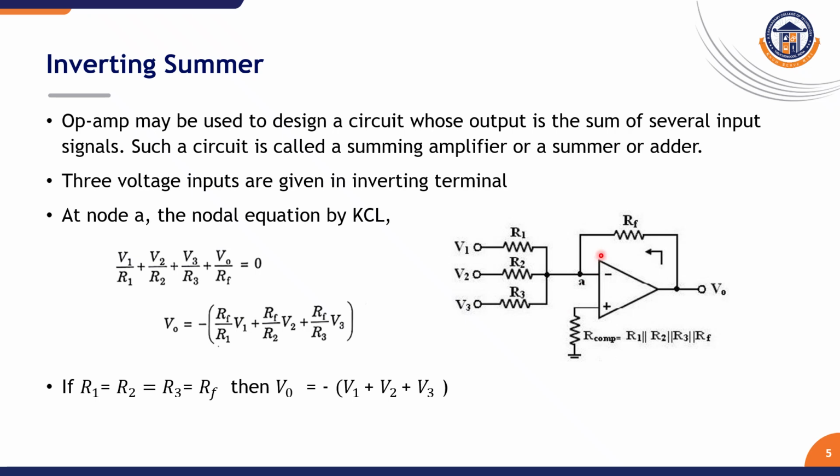If you choose the resistance values R1, R2, R3 and RF all to be the same value, then the output V0 is equal to minus (V1 plus V2 plus V3). This minus indicates it is an inverting summer, because the input has a 180-degree phase shift in the output voltage.